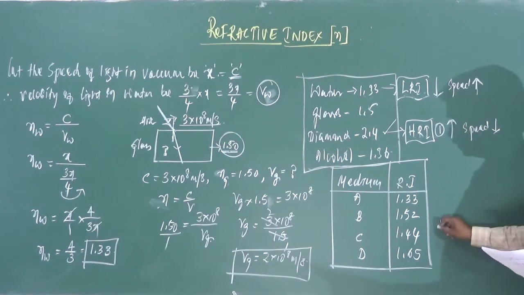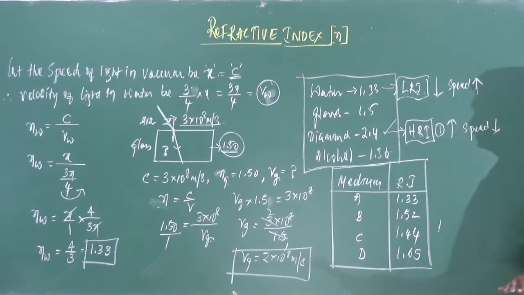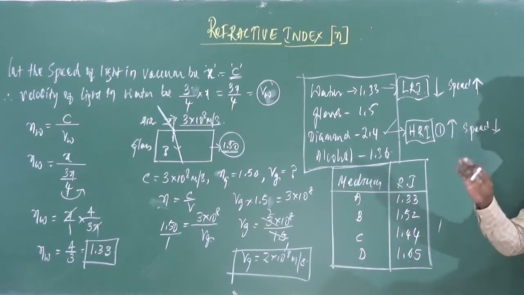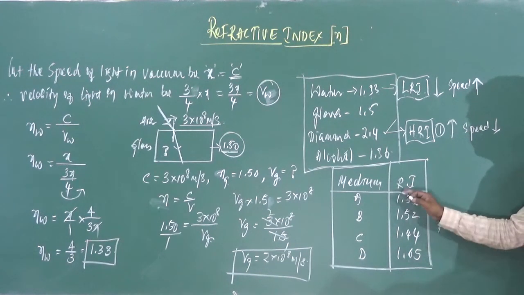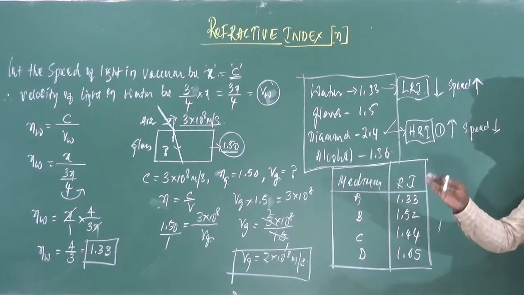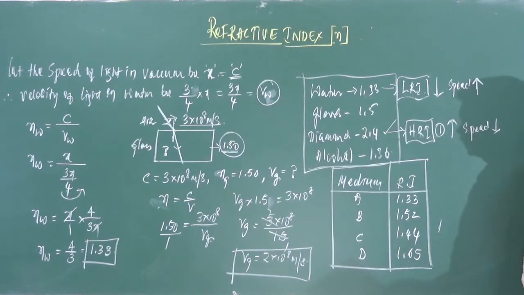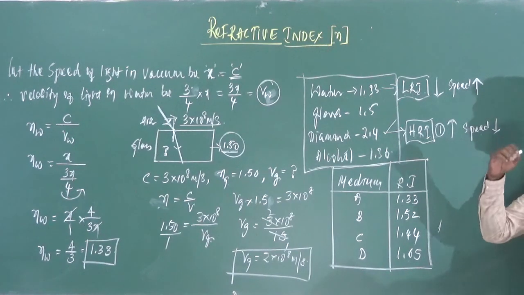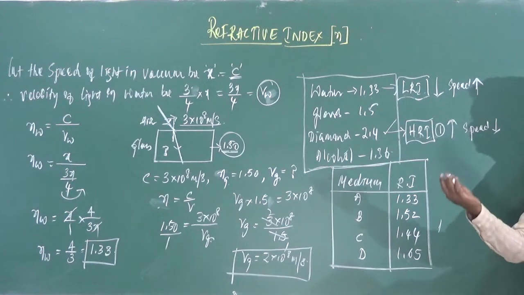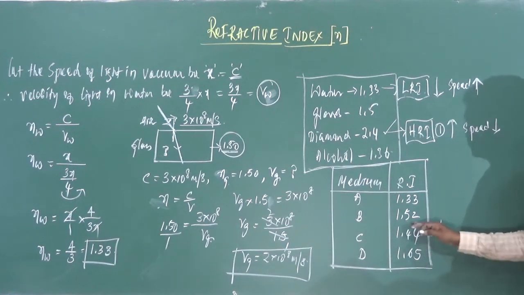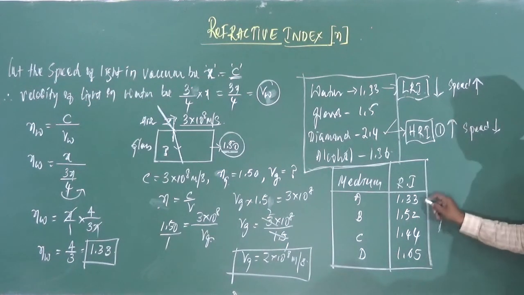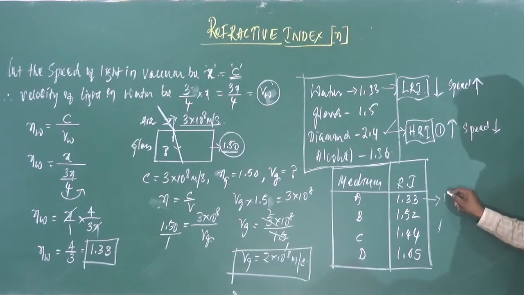So they will give a table like this and they will ask you to find out the highest speed of light in a particular medium. So here, in which particular medium will the speed of the light be the highest? Which medium has the highest speed? The medium having the lowest refractive index. So which is the lowest refractive index? That is 1.33. So here the speed will be the highest.